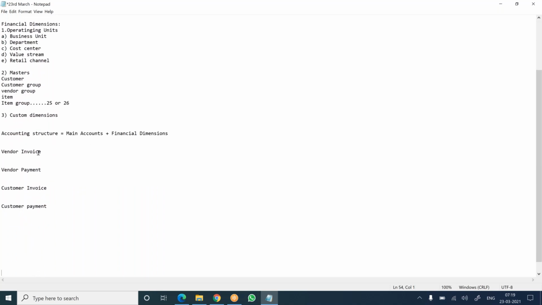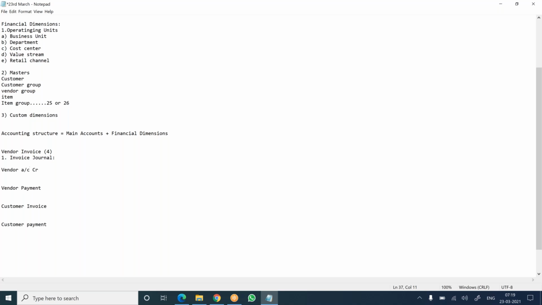If it is a vendor invoice, I told you there are 4 different ways. One is invoice journal. Let us recap. If it is invoice journal, what will be debit and what will be credit? We need to remember what will be debit and what will be credit. Vendor account will be credited.